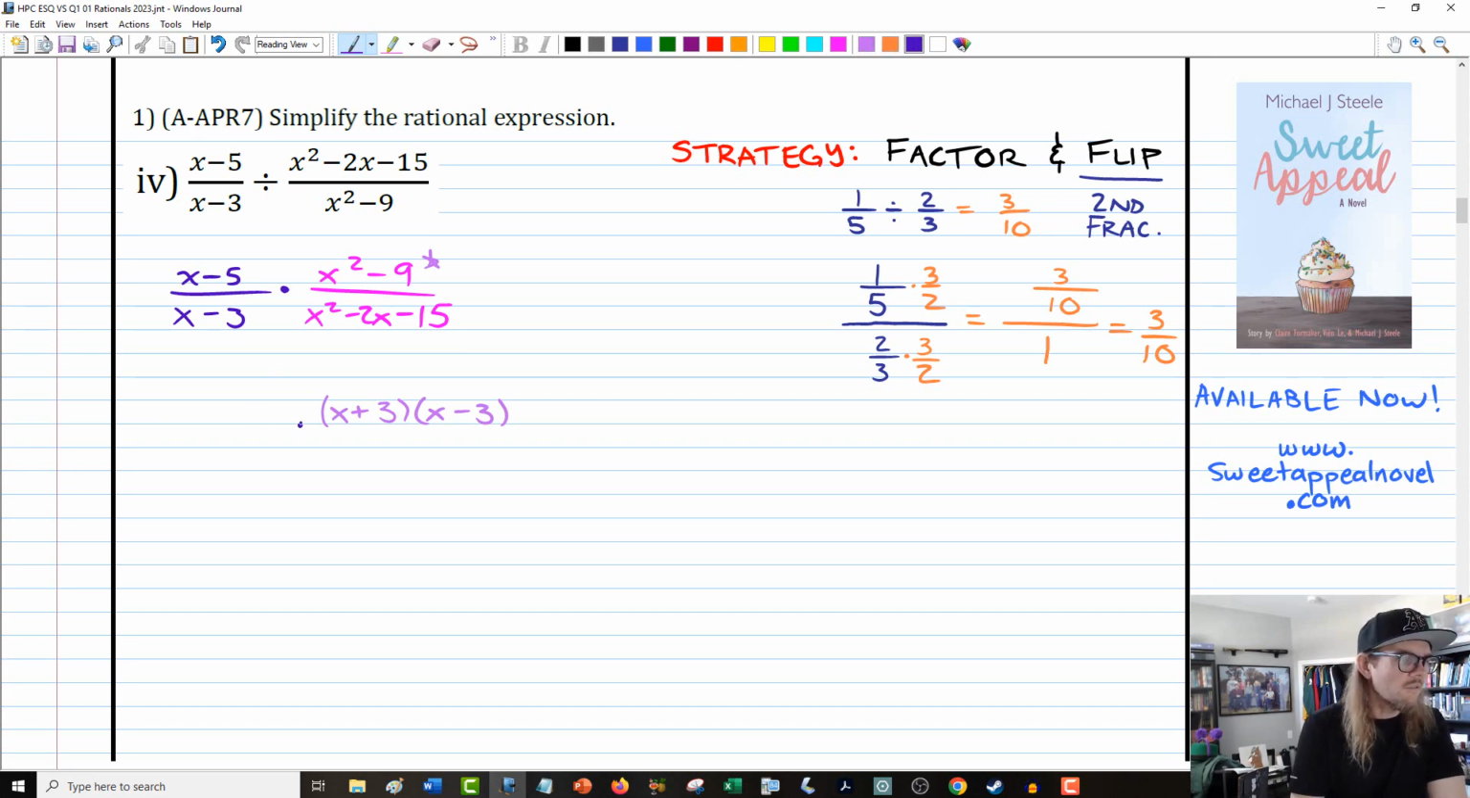And I shouldn't skip the fact that we do have x minus 5 over x minus 3 here already. And by the way, you can probably already see what's happening here. We've got an x minus 3 that looks like it's going to divide out pretty quickly. It's always good.